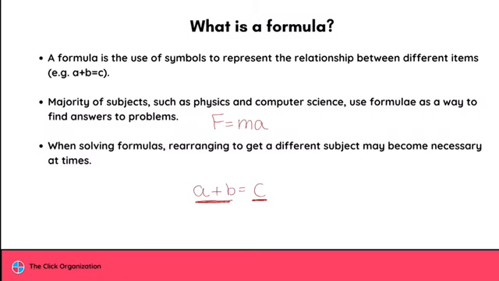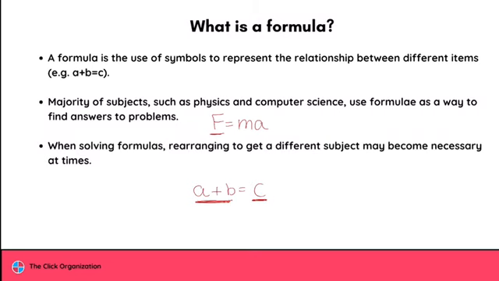In this formula, you're trying to find the force of an object that has mass and a certain acceleration. In this formula, F is the force and the subject of this equation, with mass and acceleration, m and a respectively, being the terms. When we're solving a formula, rearranging it to get different subjects may be necessary at times.